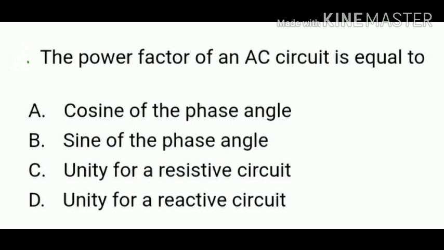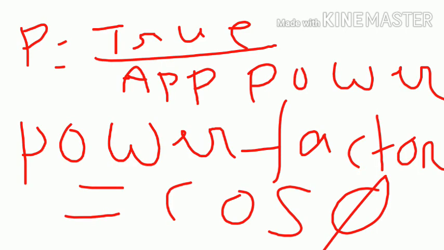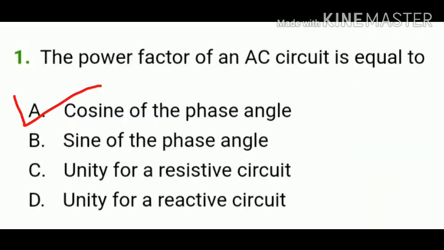We know that power factor is always equal to true power divided by apparent power. The power factor is always the cosine; we take the cosine as the power factor. So the power factor of an AC circuit is always equal to the cosine of the phase angle. So option A is the right answer.